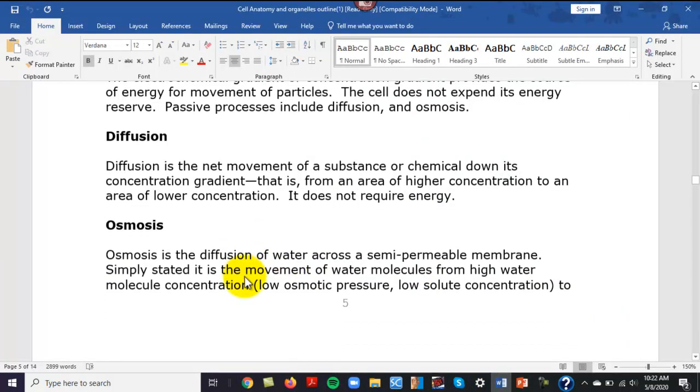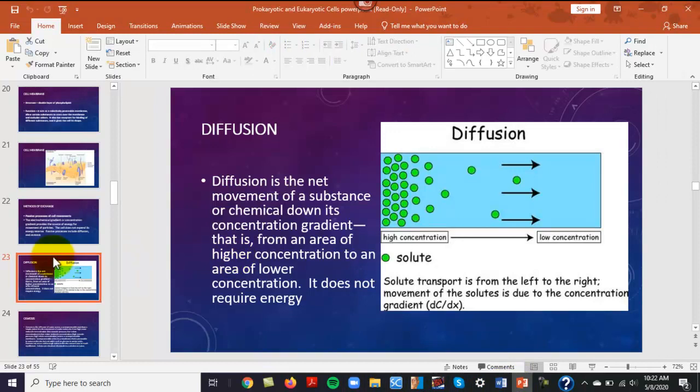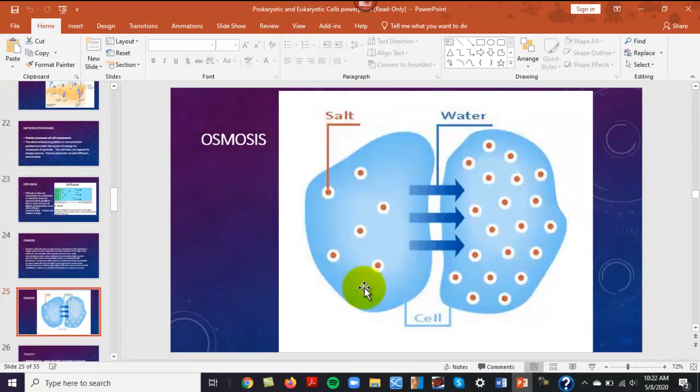So the next one, osmosis. Got a few more details with this. It is called the diffusion of water molecules. Osmosis by definition means movement of particles from high water molecule concentration to low water molecule concentration. I love simple diagrams. This is a great example of osmosis. If you understand this diagram, you'll understand everything.